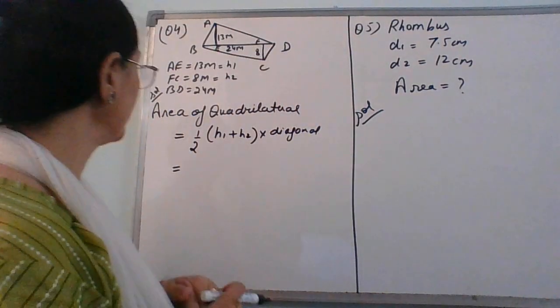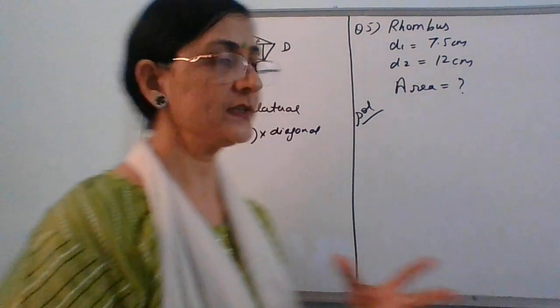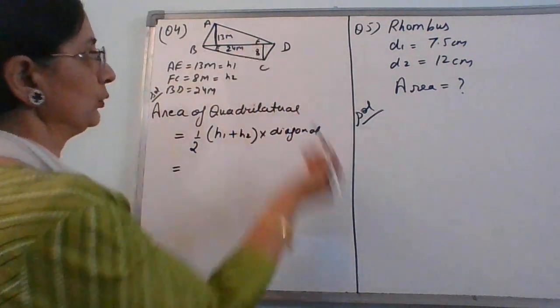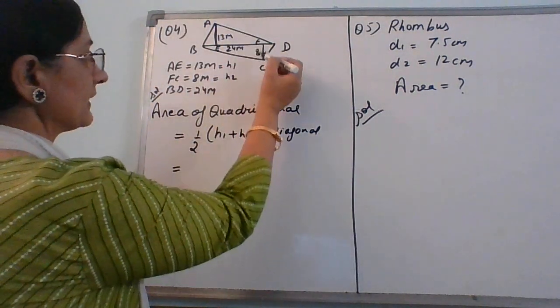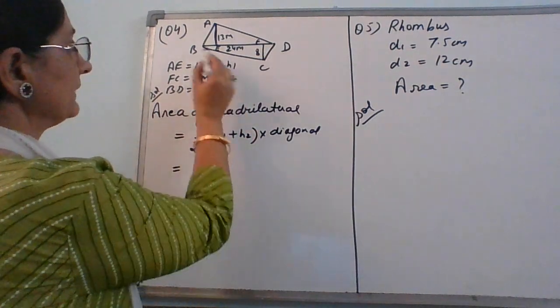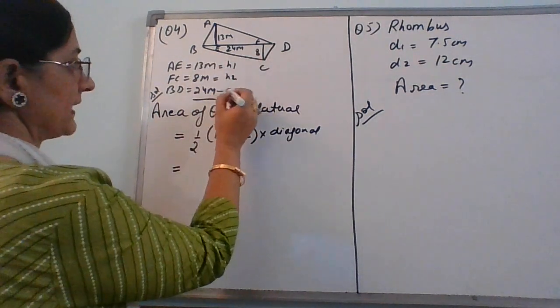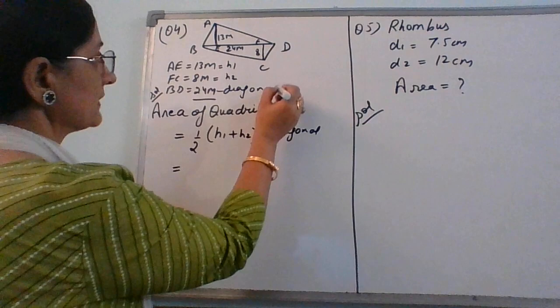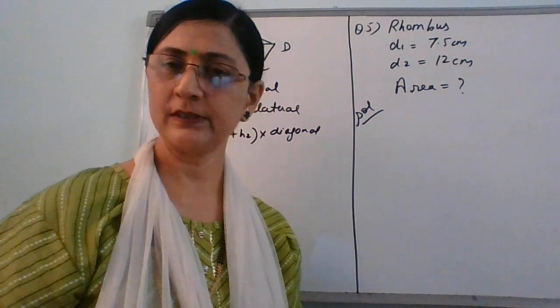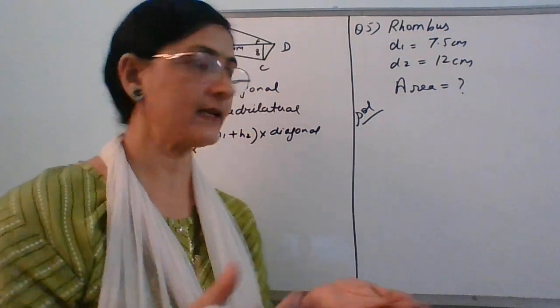Okay, students, now we'll be doing question number 4 and 5. What is question number 4? We have a general quadrilateral. Two heights are given, h1 and h2, and this diagonal is given, 24. This is the diagonal, right? So the values of h1, h2, the two heights, and the diagonal have been given.